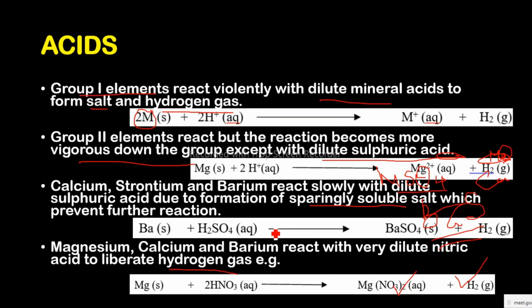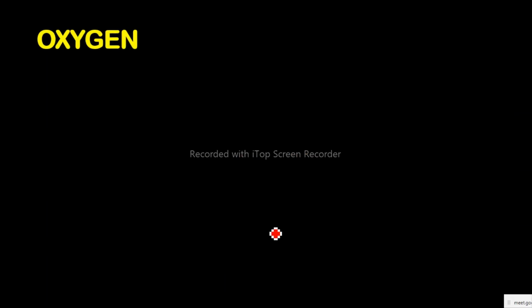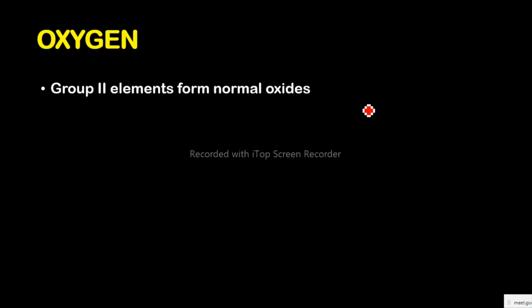We see that beryllium resembles aluminium. Why? Because of the reasons we talked about and the reasons we are going to see. Now, how about with oxygen? Here, group 2 elements do form normal oxides. And what is a normal oxide?